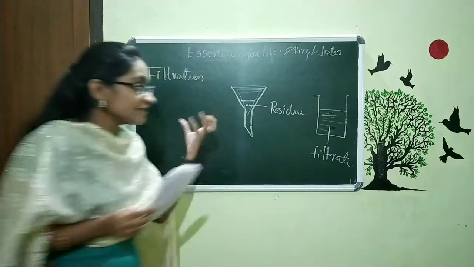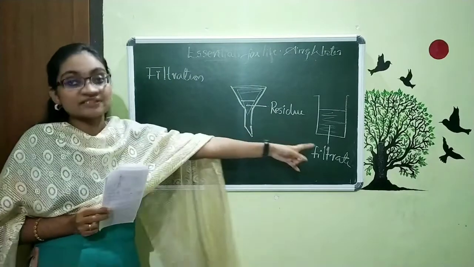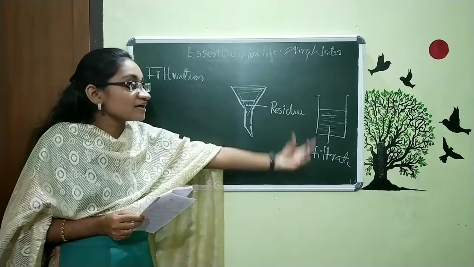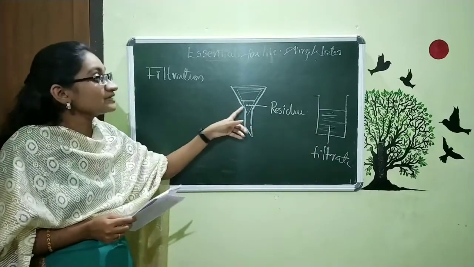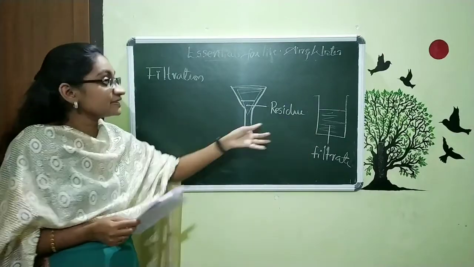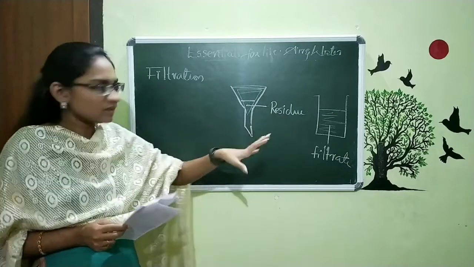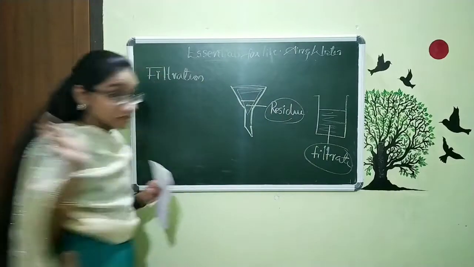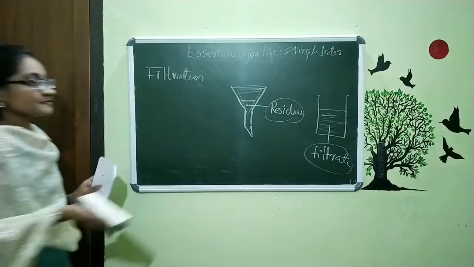So what we get after the filtration is filtrate here. This is water, so we can call the water filtrate, and we can call this sand that we get inside the filter paper the residue. So these two terms, just remember: residue and filtrate. These two things occur after the filtration.